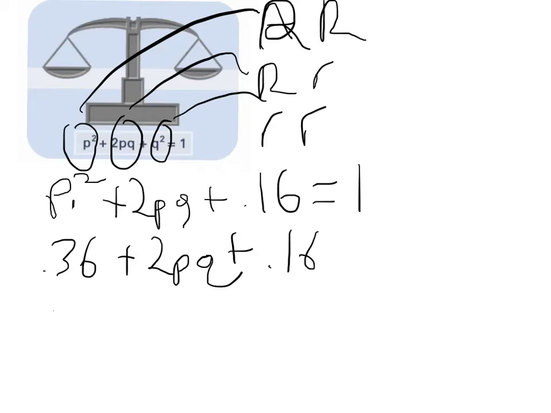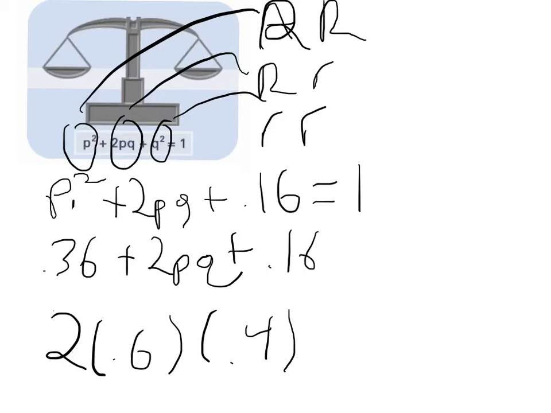When you're finding 2pq, you can just plug in the q and the p. So our equation is going to look like this to find 2pq: 0.6 for p and 0.4 for q. And when you multiply 0.6 and 0.4 times 2, you should come up with 0.48. And this is where you plug it in for 2pq.